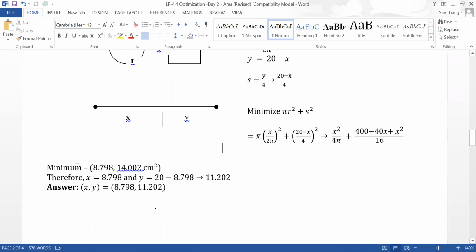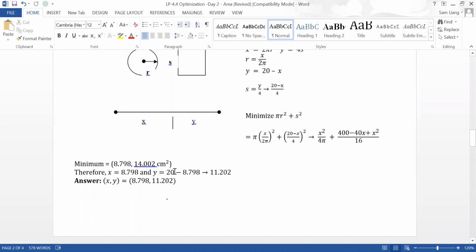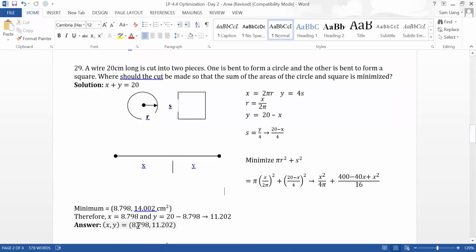Anyways, the minimum is this value, and therefore x is equal to 8.798, and y is equal to 20 minus x, as we saw there. So it's going to be 20 minus that value, which is 11.202. So the cut should be made so that x is equal to this value, and then y is equal to 11.202, and this is in centimeters. I'm going to write that in.